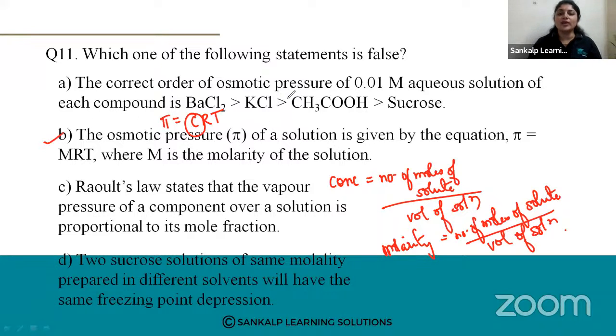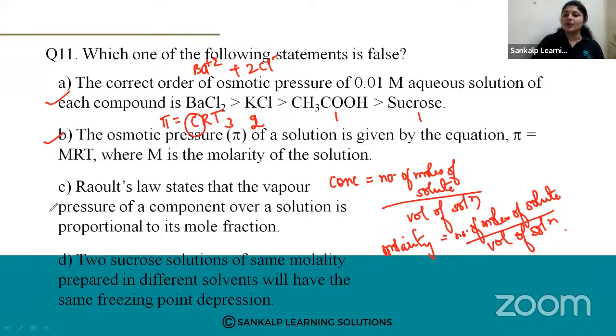Now, when you're talking about the osmotic pressure of these, BaCl2 is greater. Why? Because when it dissociates, Ba gives 1 Ba2+ and 2 Cl minus, so 1 plus 2 is 3. KCl gives K plus, 1, and Cl minus, 1, so it will be 2. Acetic acid and sucrose are non-electrolytes, so this will be 1 and this will be 1. So this is also a correct statement.